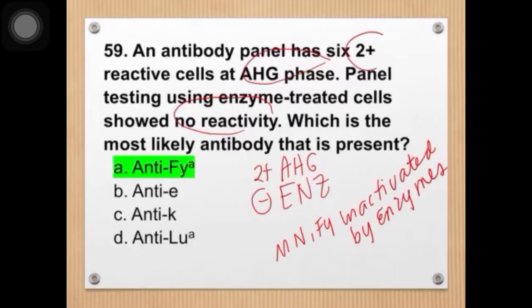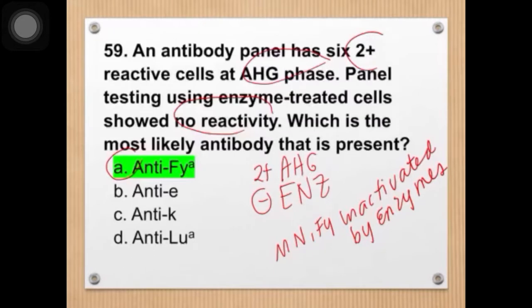So, ano pong possible na sagot dito? 2-plus po sa AHG pero walang reaction with enzyme-treated red cells. Correct answer, anti-Duffy A. Again, hindi tayo makakadetect ng anti-M, anti-N, anti-Duffy A, anti-Duffy B with enzyme-treated red cell. Bakit? Kasi they are inactivated by enzymes. Correct answer, 59, letter A.